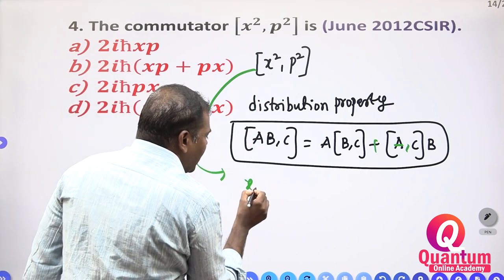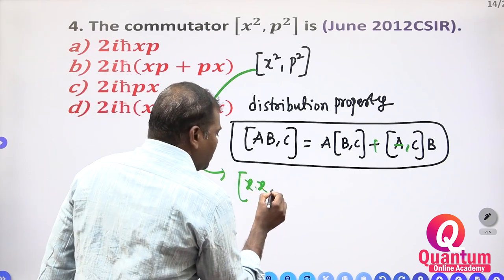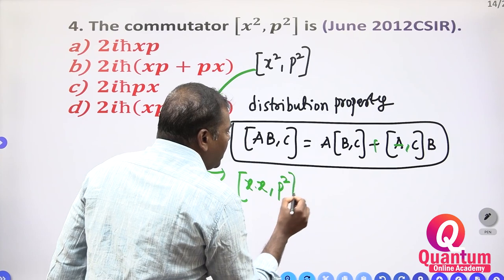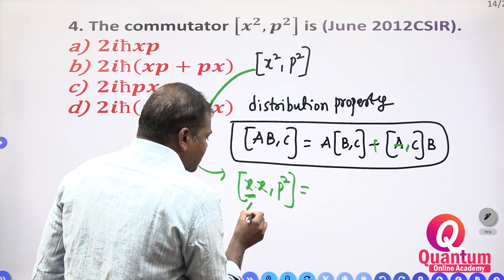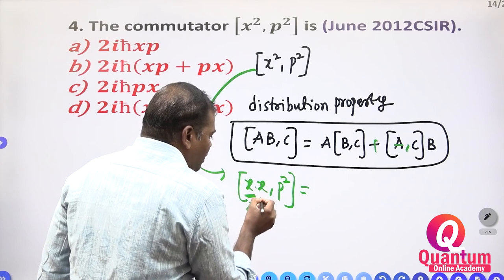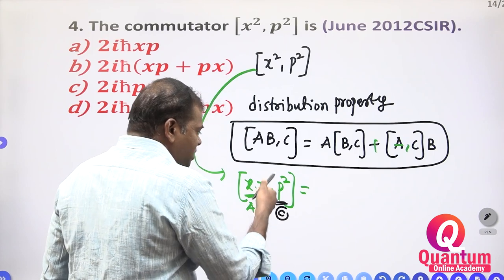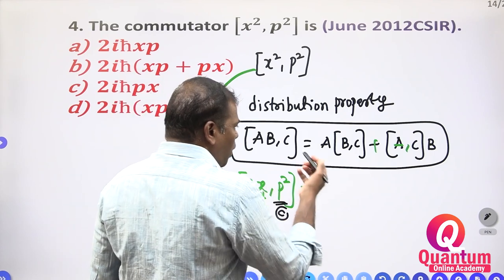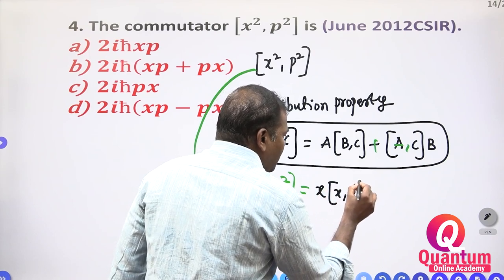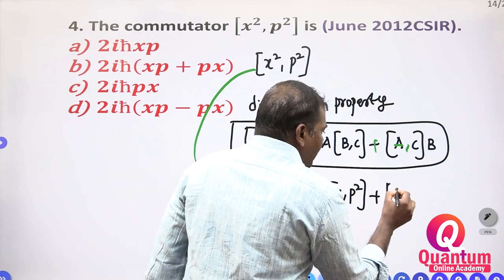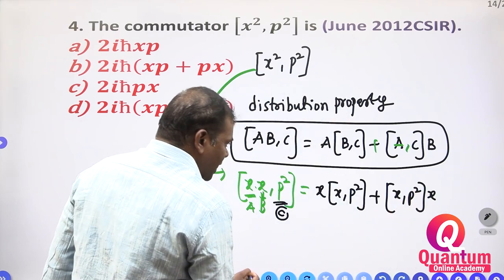X into X, I have to write this x square. What am I writing? [x·x, p square] is equal to, which one I have to write? Instead of A, x is there. Instead of B, also x is there. Instead of C, p square is there. Now you have to write x into [x, p square] plus [x, p square] into x. We have to write like that.